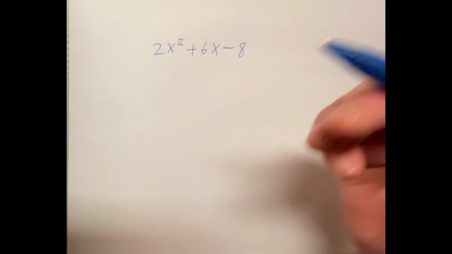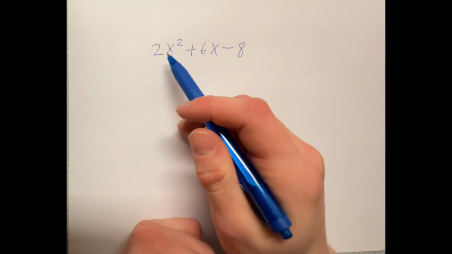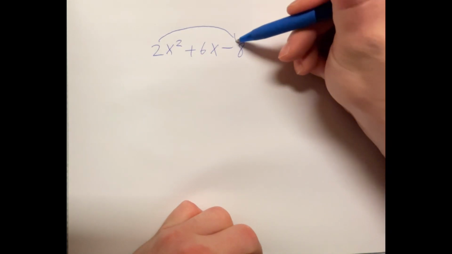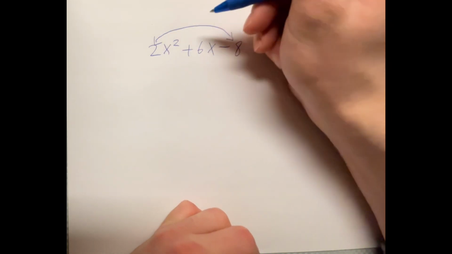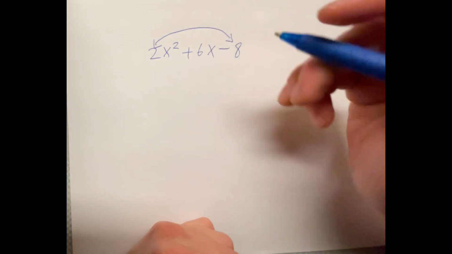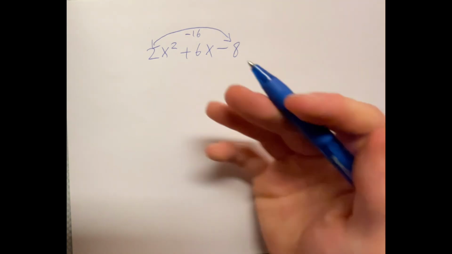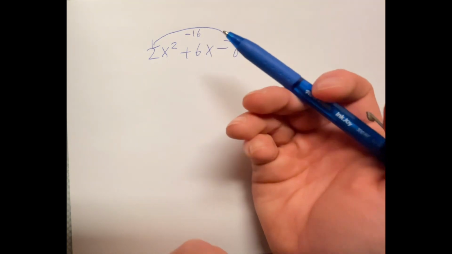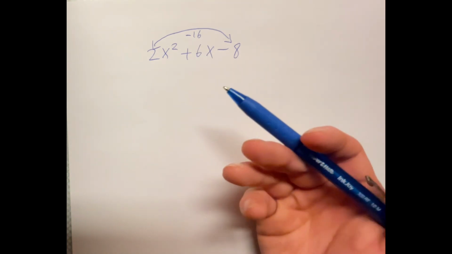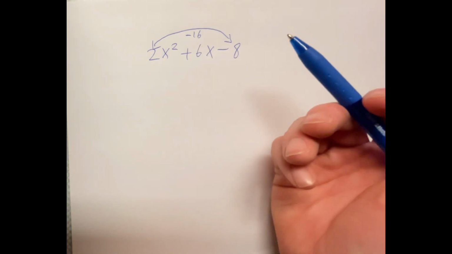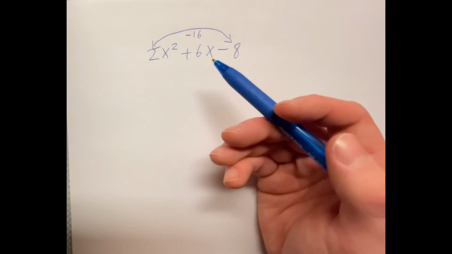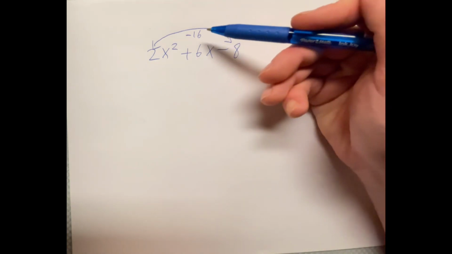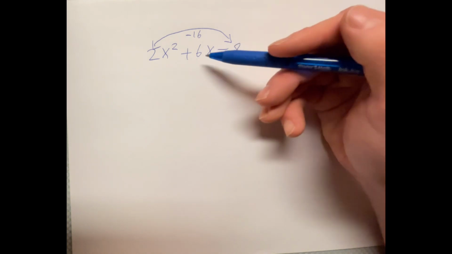Now what we do is we multiply the x squared coefficient by the constant. We bring this over like this, you can draw a line and write. 2 times negative 8 would be negative 16. And now we find what multiplies to negative 16 and adds to 6. So what could we choose? I'm going to choose 8 and minus 2, because 8 times minus 2 equals negative 16, and 8 minus 2 equals 6.